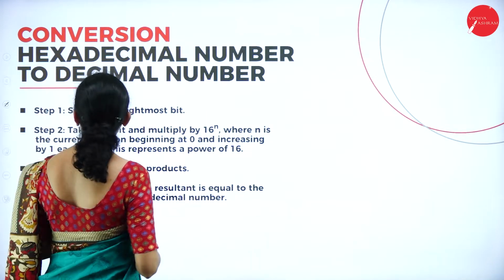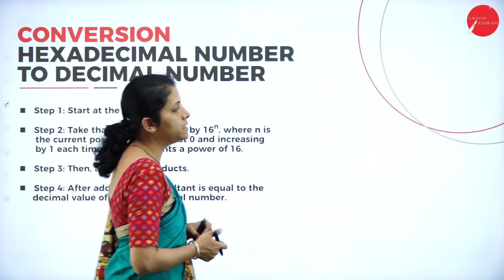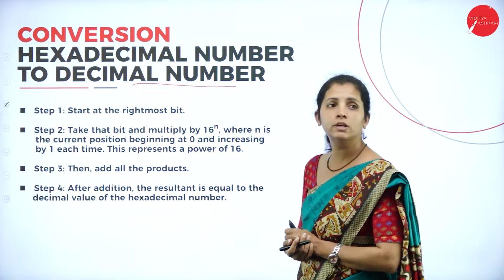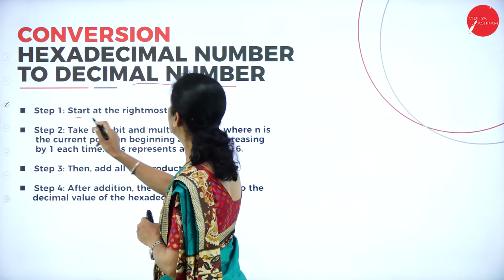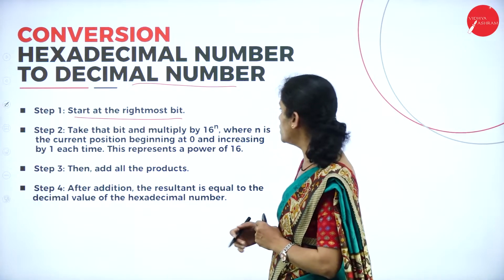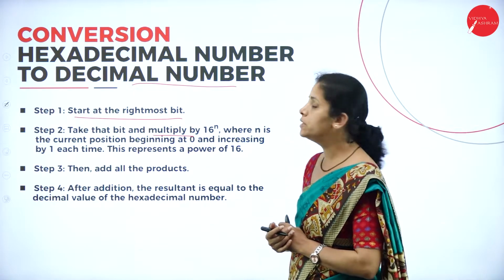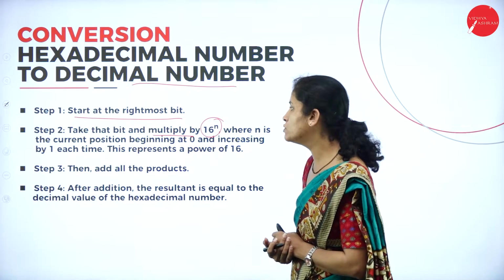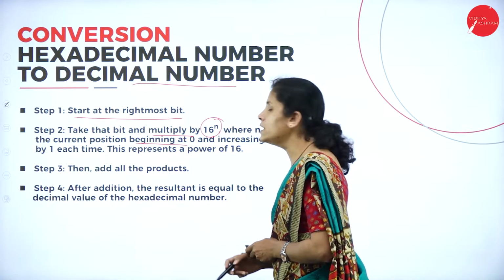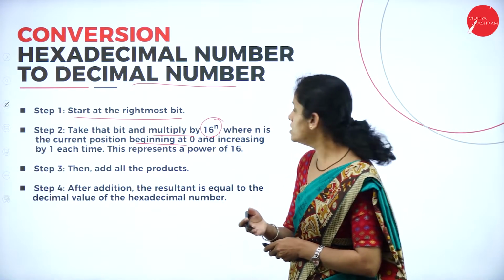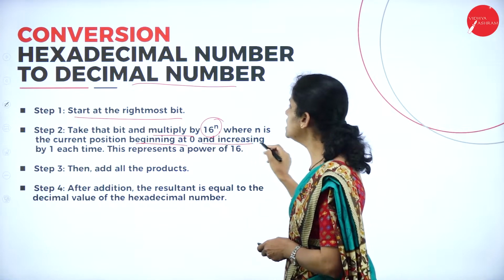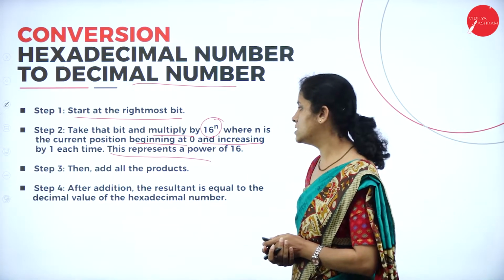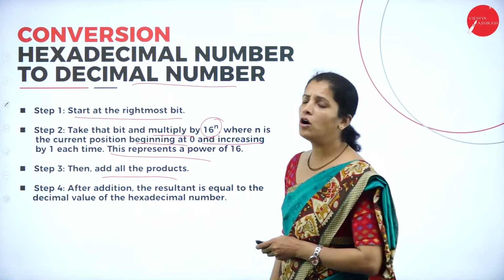Now I'm going to have the conversion, that is hexadecimal number to decimal number. To convert hexadecimal to decimal number, what I want to do? I want to consider the rightmost bit and I want to multiply that bit with the value 16 to the power n, where n is the current position, and it's going to begin with the position 0 and increase each time, and that represents a power of 16. Then add all the products.